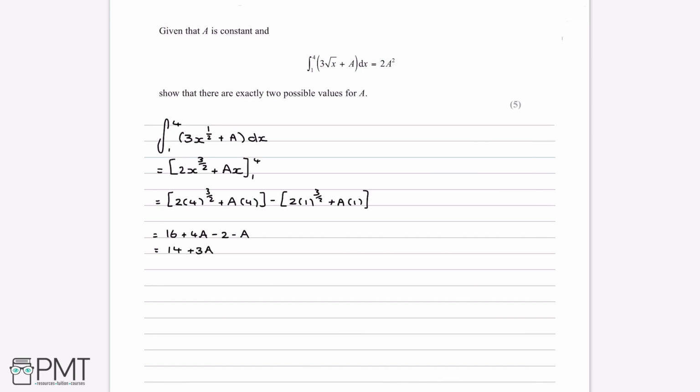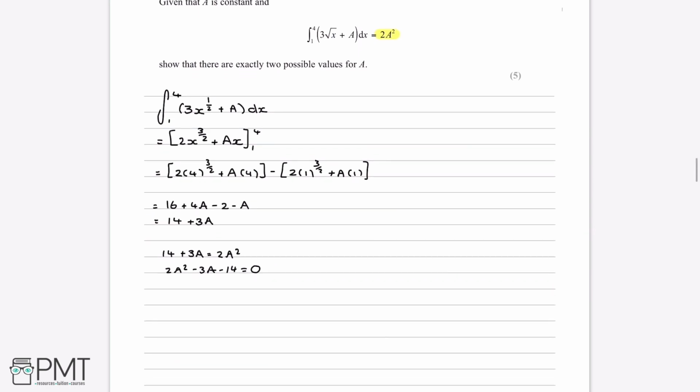Now in the question, we're told that this is equal to 2a squared. So if we write this out, we now will end up with an equation that we can solve. So 14 plus 3a equals 2a squared. And therefore, if we take away 3a and 14 from both sides, 2a squared minus 3a minus 14 is equal to 0. So the way we can now solve this is either using the quadratic formula, or we can do it by inspection, by looking at it. And this is one of the questions where it becomes easier actually to just do it by looking at it.